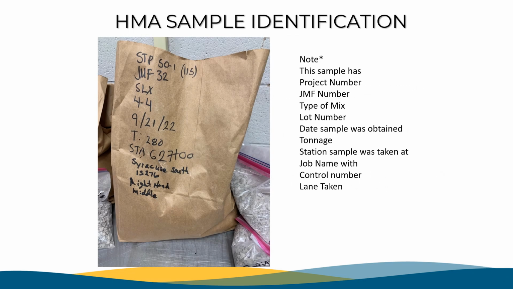This is an image of a sample bag containing a random sample for the NDOT lab. Note that this sample has all the required identification labeled on it: project number, JMF number, type of mix, lot number, date sample was obtained, tonnage, station sample was taken at, job name with the control number, and the lane the sample was obtained from.